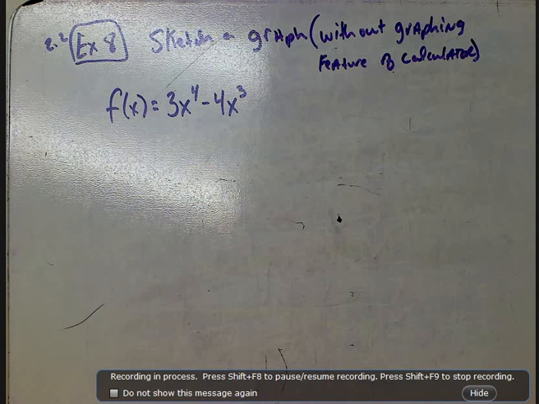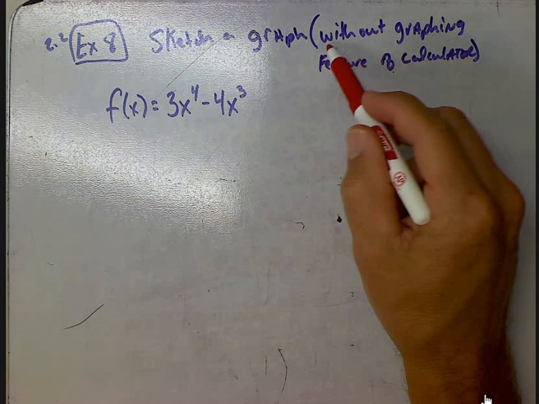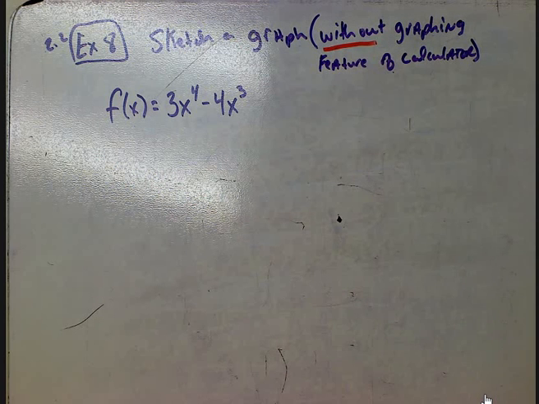Okay, here we are for example number 8. We're going to try to sketch a graph of f(x) = 3x^4 - 4x^3, and we're going to attempt this without the graphing feature of a calculator. You have enough knowledge now that you can do this.